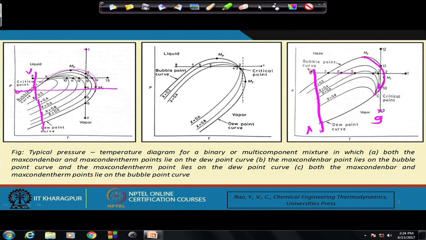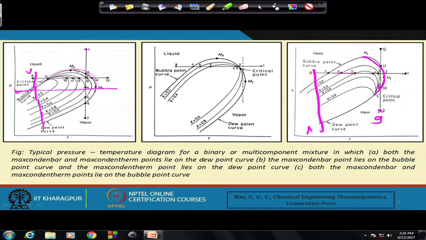So, retrograde condensation of the first kind occurs when both MP and MT lie on the dew point curve, and the retrograde condensation of the second kind occurs when both of them are lying on the bubble point curve. And very interestingly, when MP lies on the bubble point curve and MT lies on the dew point curve, we can get the retrograde condensation of the first kind as well as the retrograde condensation of the second kind.